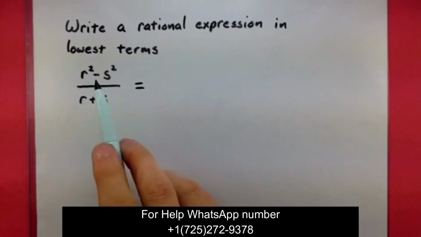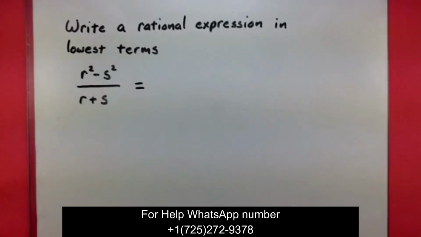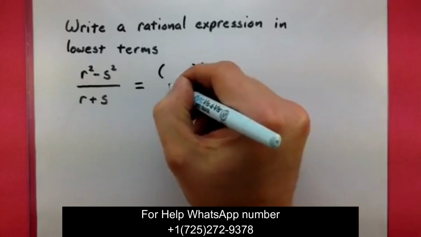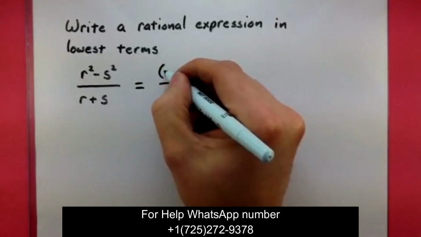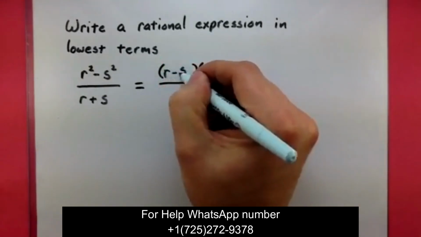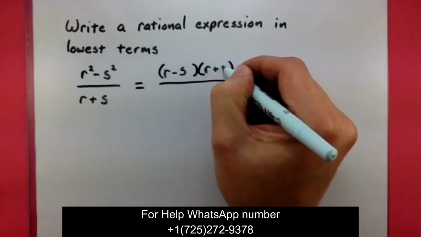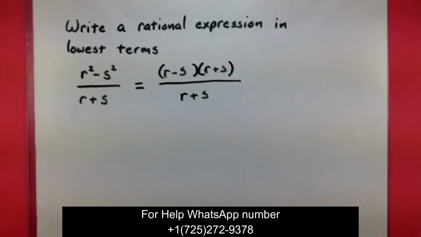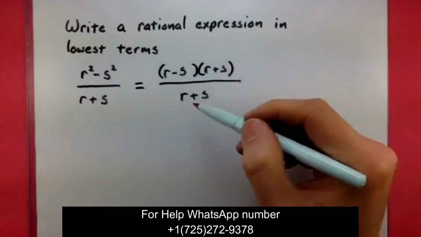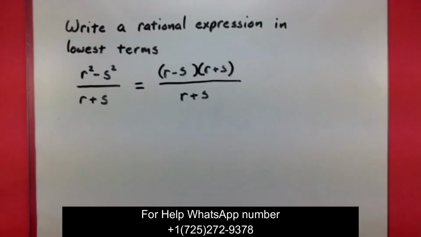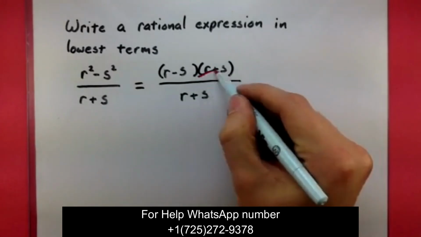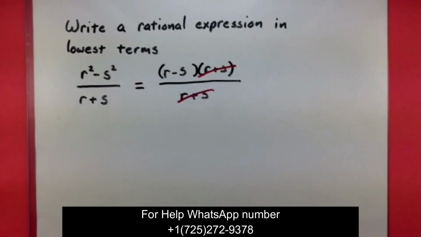In the top, notice how I have an r squared minus an s squared. This is known as the difference of squares, and it factors. It factors into an r minus s and an r plus s. Now when I do that factoring process, something should jump out at you. Notice how in the top and in the bottom, there's an r plus s. That's great. This means we have a common factor that we can go ahead and cancel out.